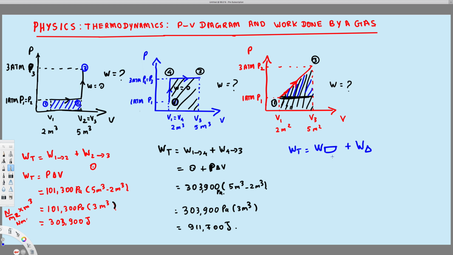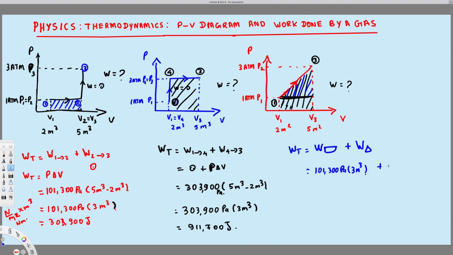So for the rectangle, we know that it's going to be length times the height. 1 atm is the height, and the length is going to be 5 minus 2, that's going to be 3. So 1 atm is equal to 101,300 Pascal multiplied by this distance, 5 minus 2, we can just put 3 meter cube right here, right?